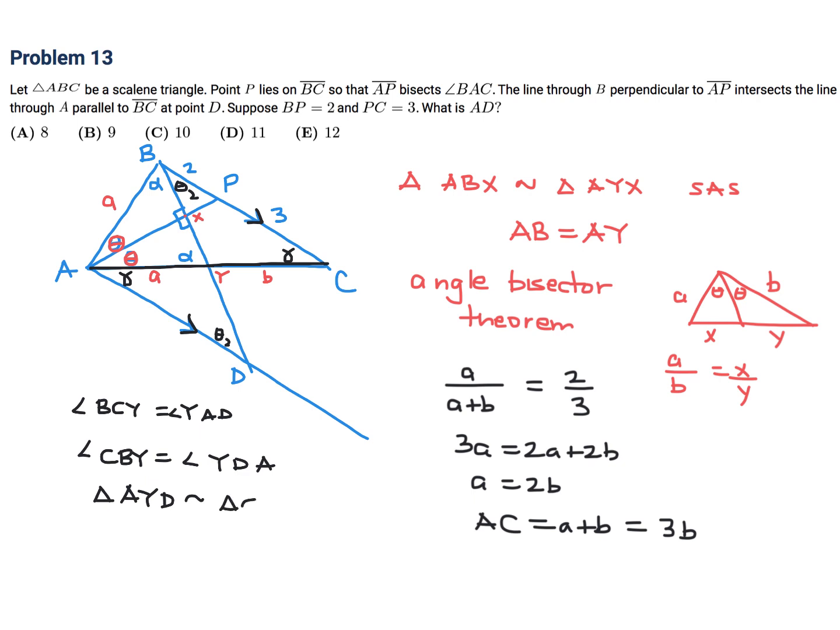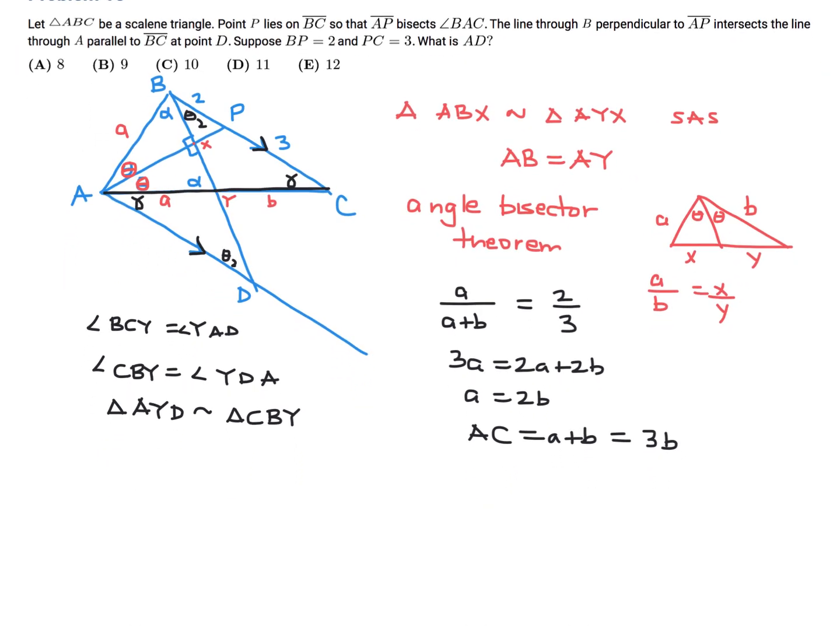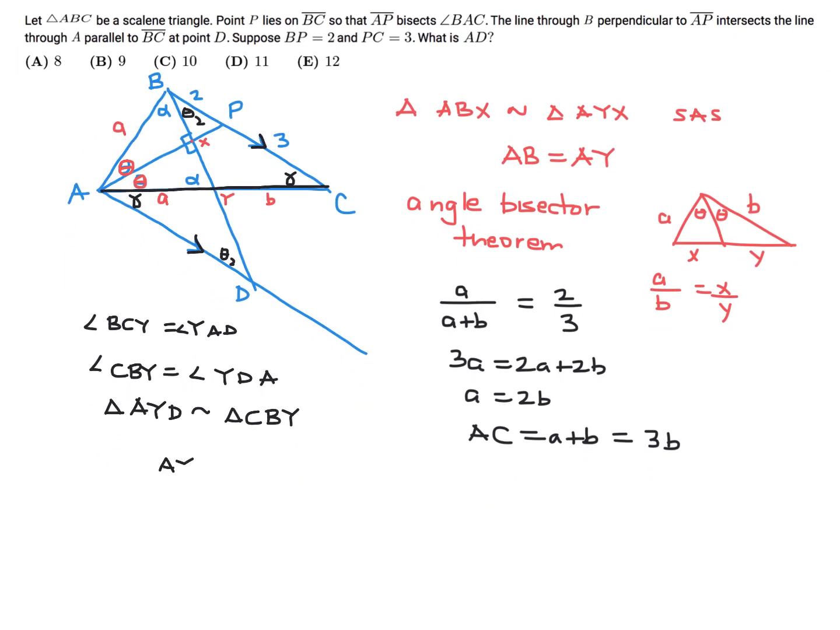Yeah, CBY, because they will essentially have the same angles. Okay, so since that is the case, we can now create another property: AY over CY is the same as AD over BC, right? Because AY over CY is the equivalent, and in the other triangle it is AD over BC, which are the gamma theta 2 sides.